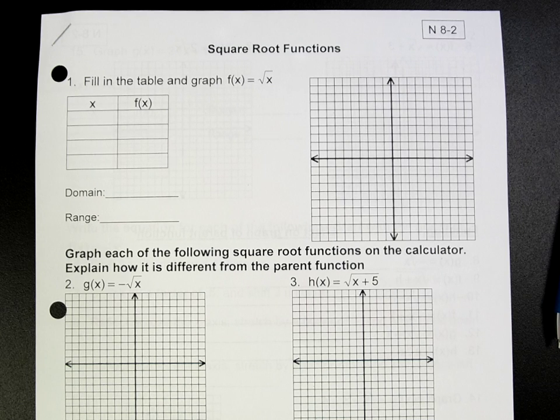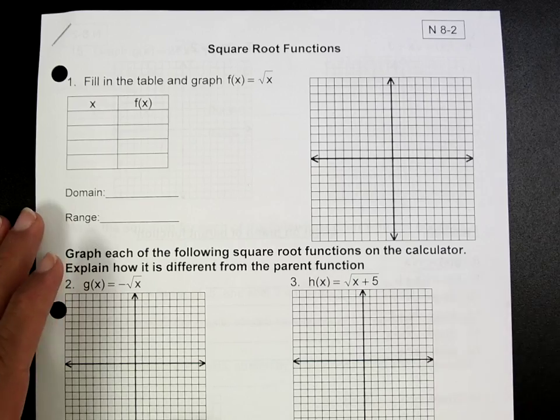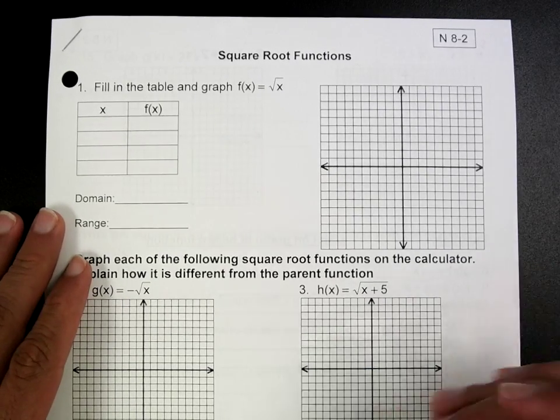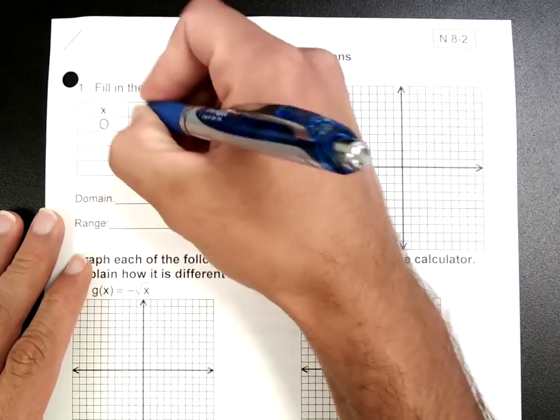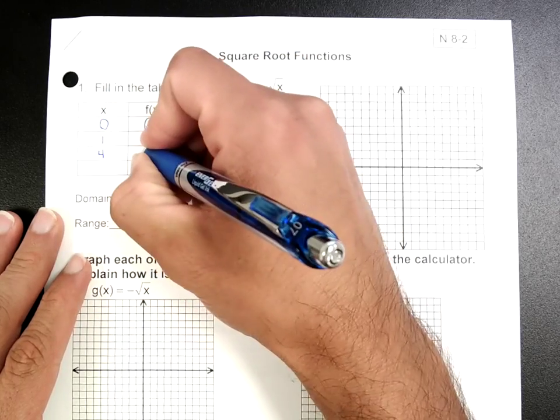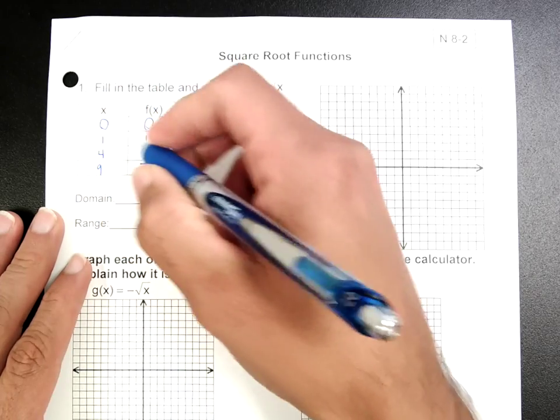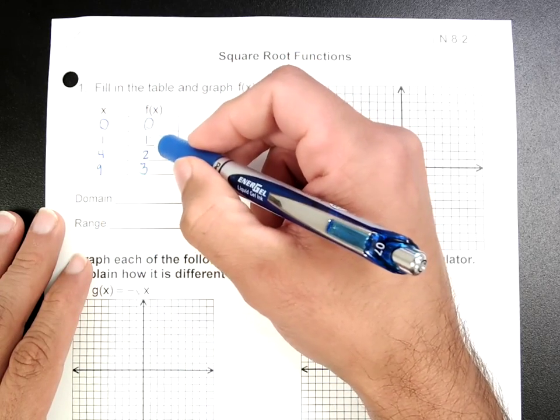Alright, this is Algebra 2 lesson, square roots of functions. In this one we're going to learn how to graph the square root functions without a calculator. The relevant points for this would be (0, 0), (1, 1), (4, 2), and (9, 3). For the most part I'm only going to use the first three.